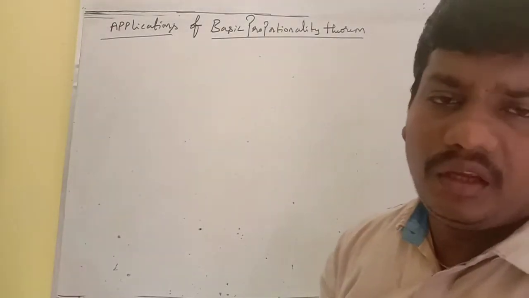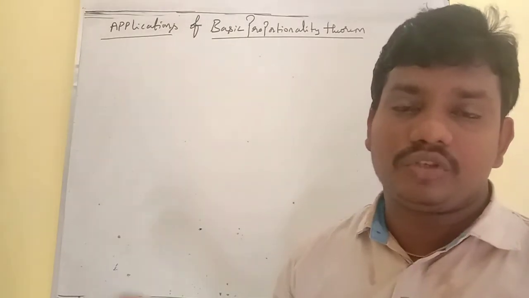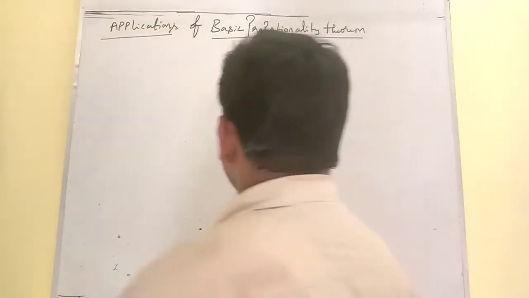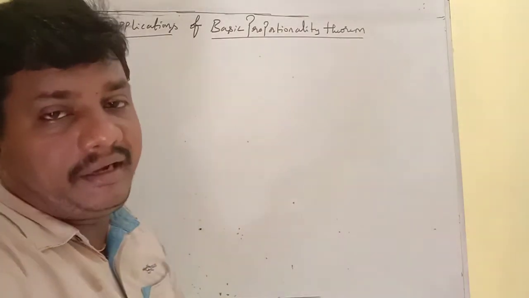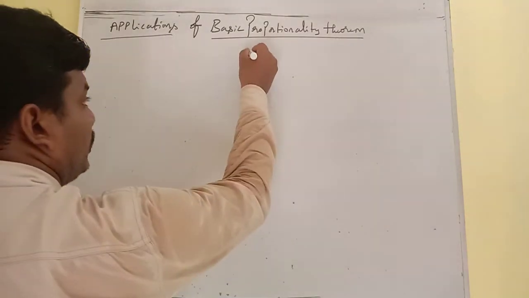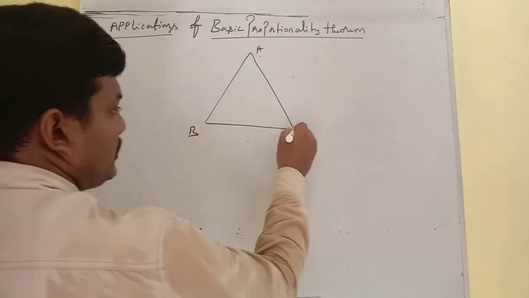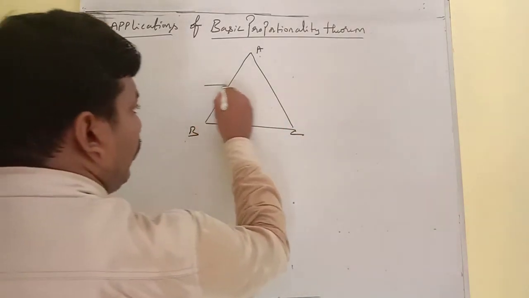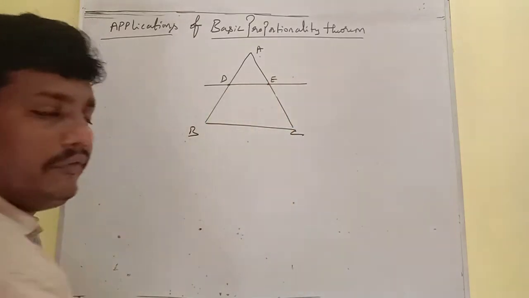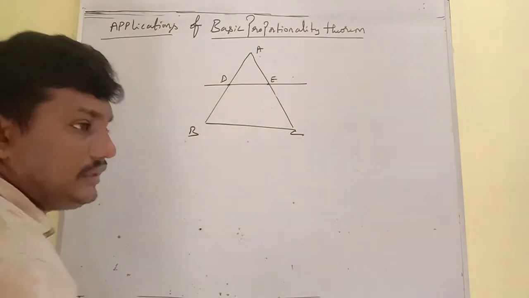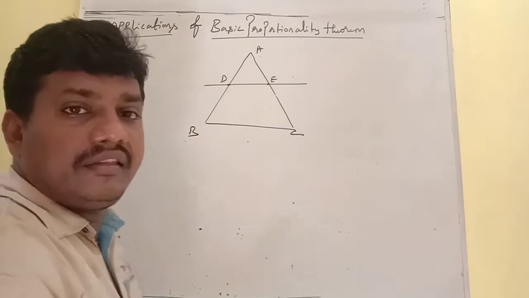Hi students, in this session we are going to discuss applications of the basic proportionality theorem. Let me consider, in a triangle ABC, if a line is drawn parallel to one side of the triangle, this is BC, to intersect the other two sides at distinct points, then the two sides are divided in the same ratio.